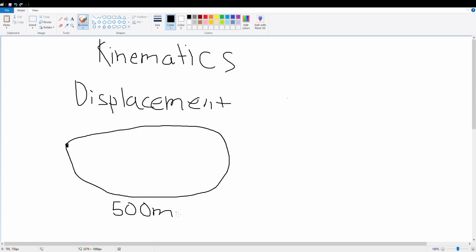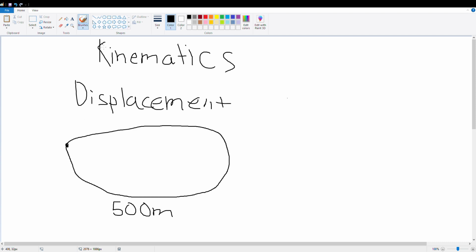But for the case of displacement, you would have traveled 0, because displacement is final position minus initial position, which means your initial position, which is 0, and your final position, which is 0 again, just means you traveled nowhere. That's for displacement's case, if that makes sense.